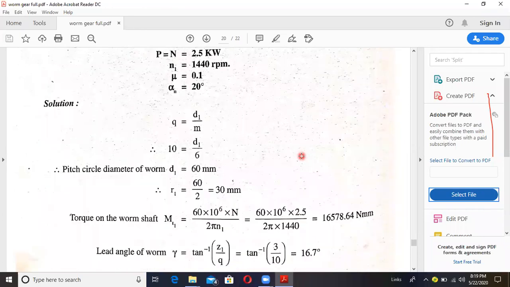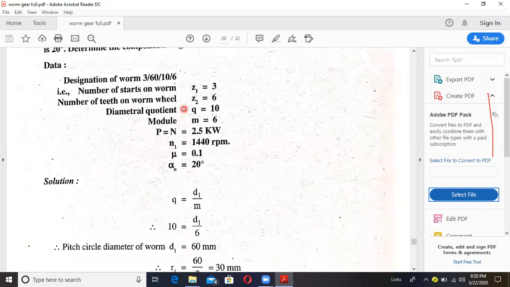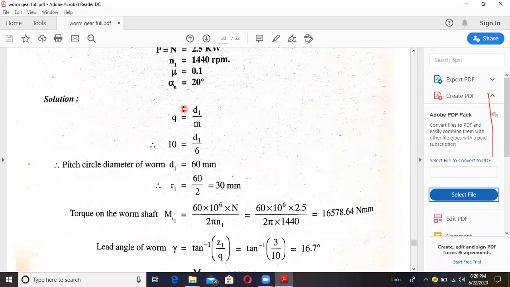First we are going to calculate the diameters. In the question the diameters of the worm and the worm wheel are not given, so we calculate the diameter using the formula q is equal to d1 by m. q and m are given in the question, so we calculate d1. We get d1 equal to 60 mm, that is the pitch circle diameter of the worm. Then calculate r1, the radius, which is 30 mm.